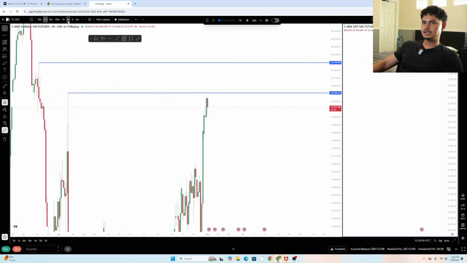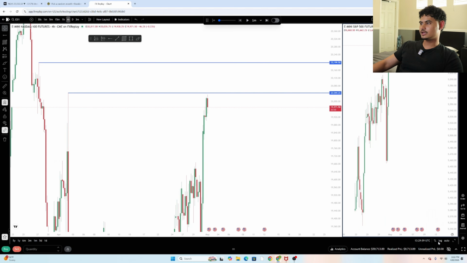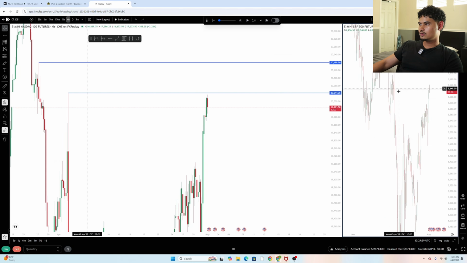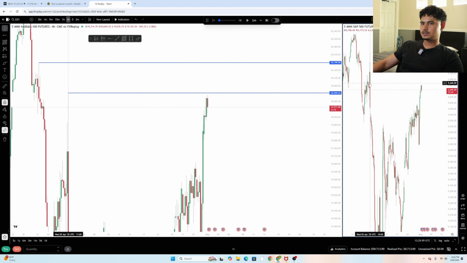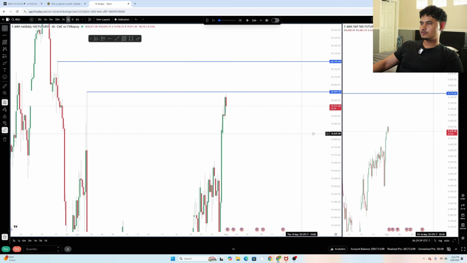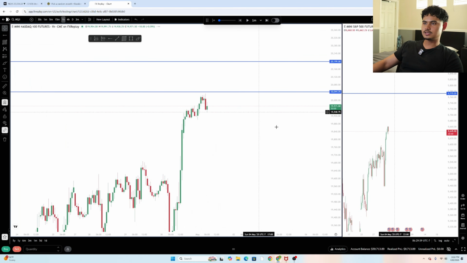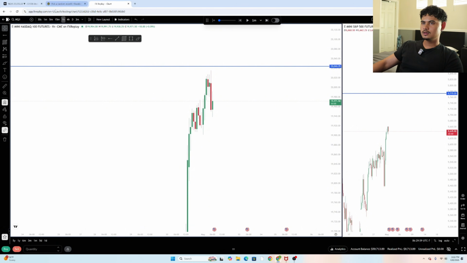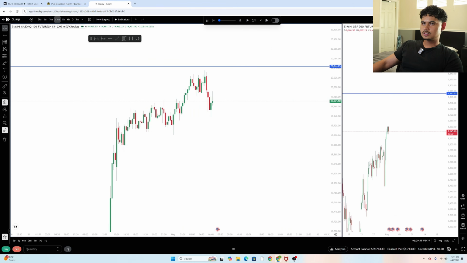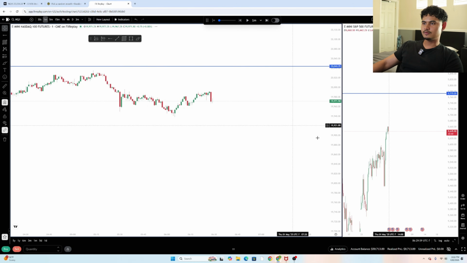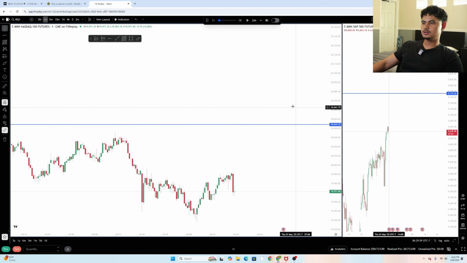Did we take it out on ES? Very important to check that. Where's this high? No, we did not. The high is all the way up here for ES. So we are good to go to target this. Let's see if we get any entry. We might just take it right off open.